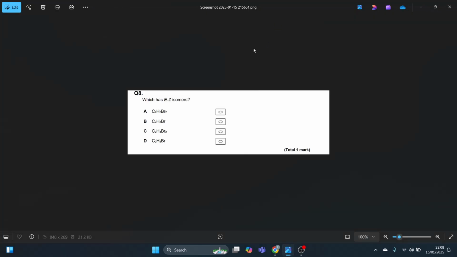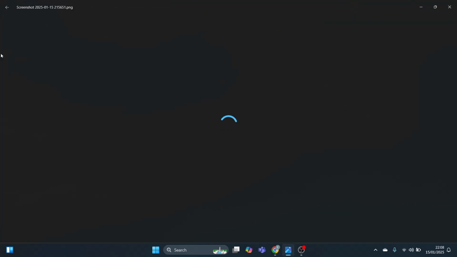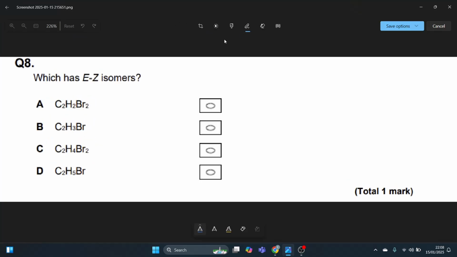This is going to be a bit annoying. Which one has E/Z isomers? Again, as last time, we'll look at the first one, H2Br2, C2H3Br, that's definitely not. C2H4Br2, no, that is going to be A.